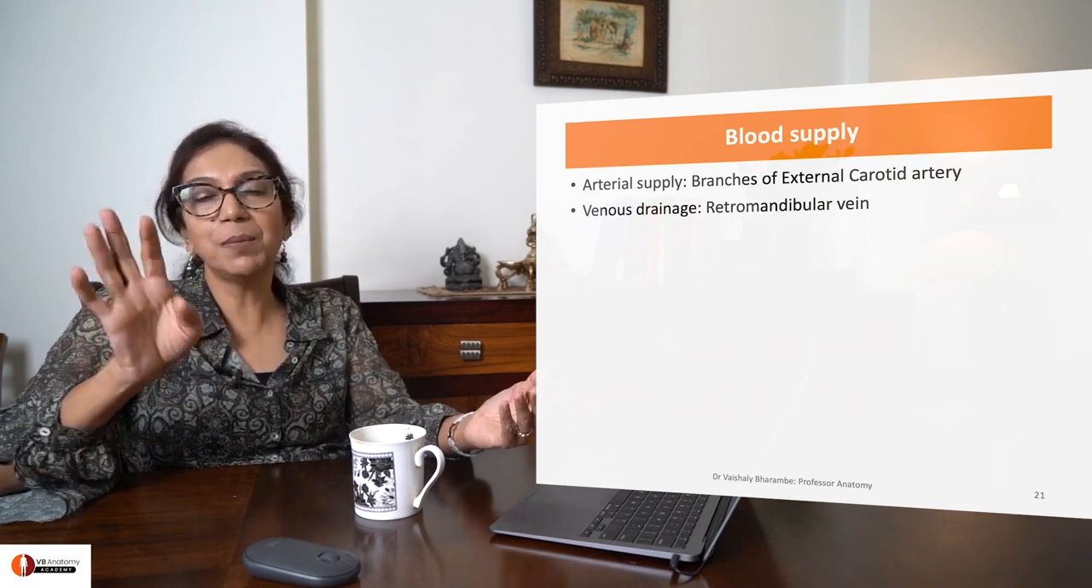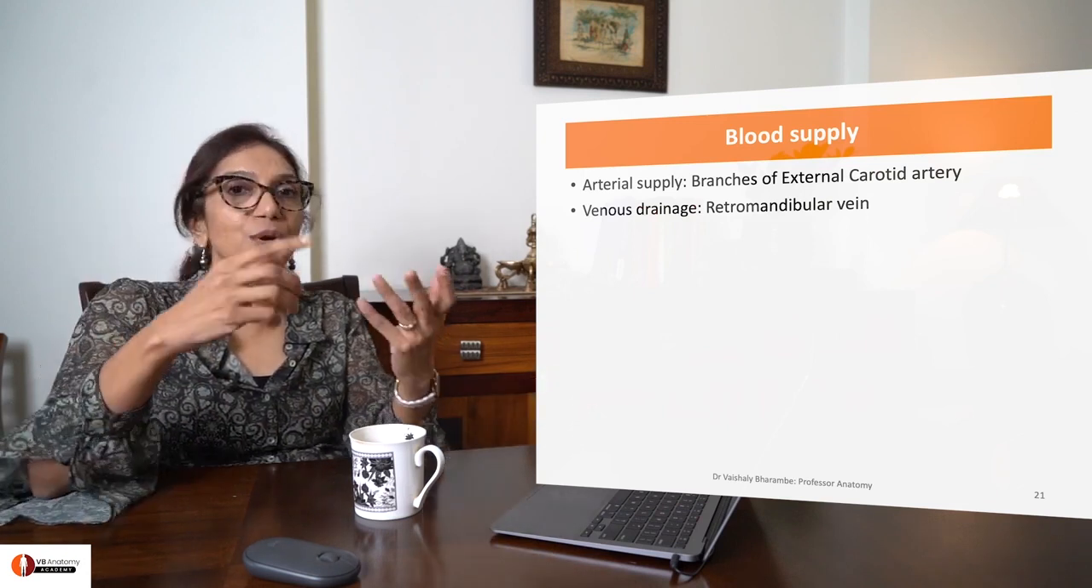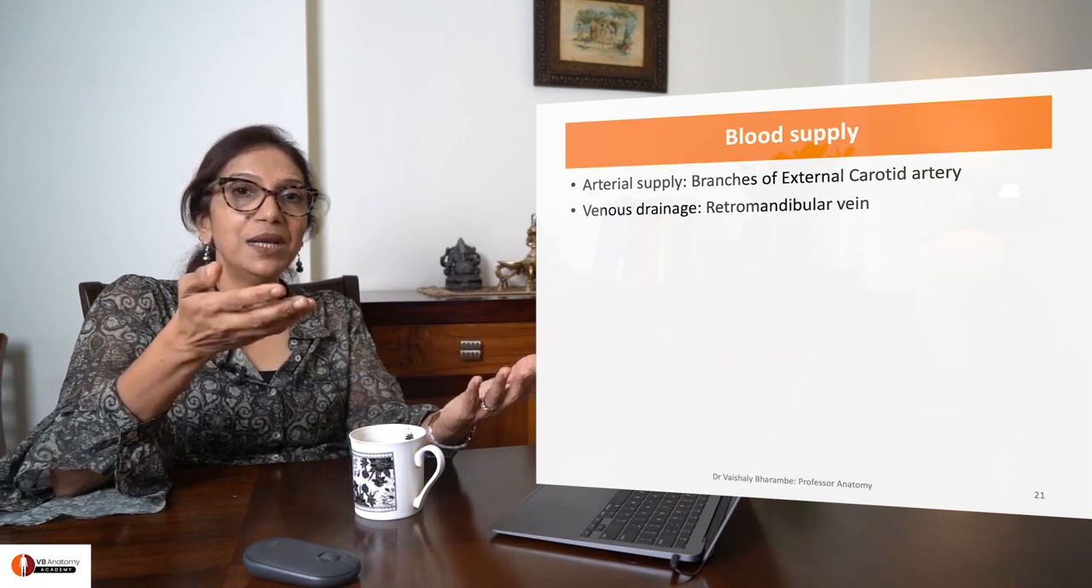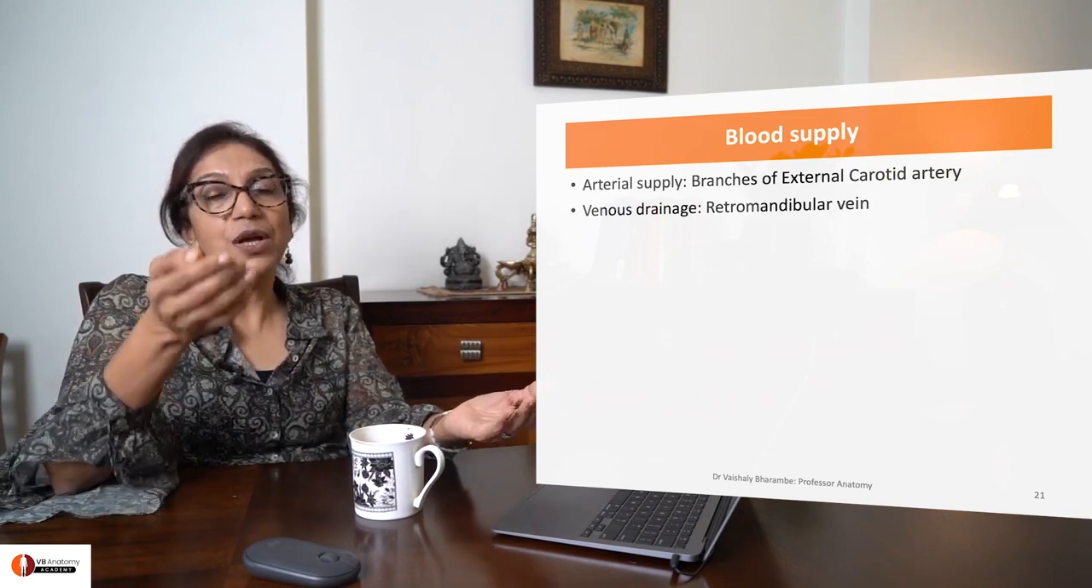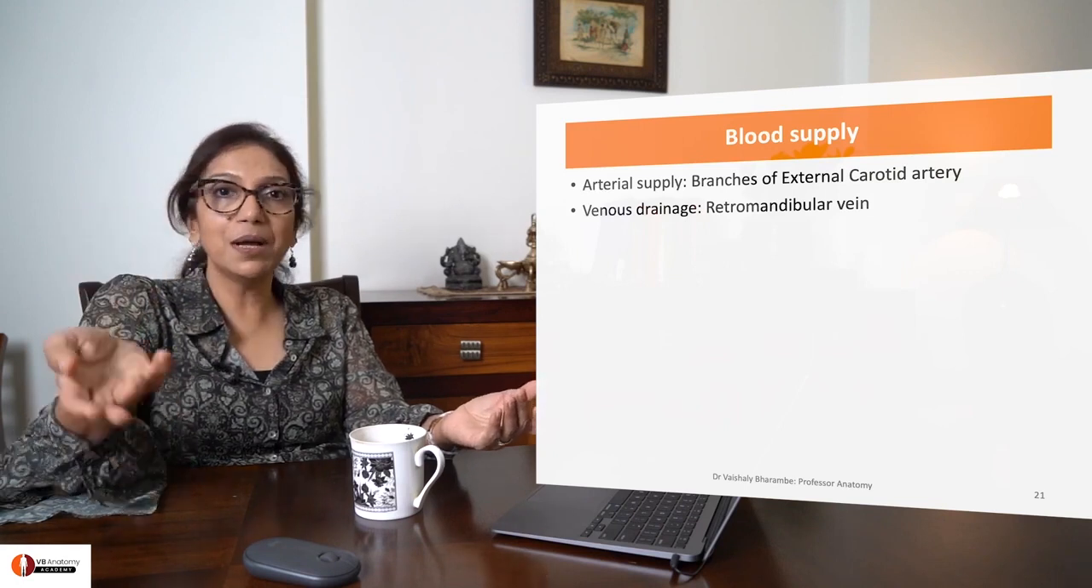Yes, the terminal part of external carotid. So that's your arterial supply. Similarly, vein formed is the retromandibular vein. That's your venous drainage. Common sense. You needn't mug up everything.